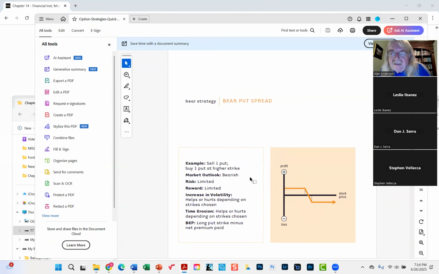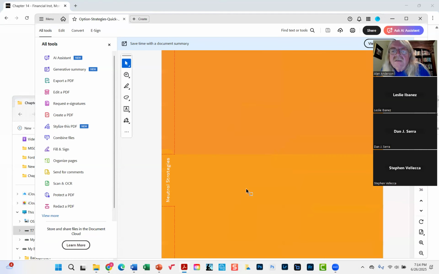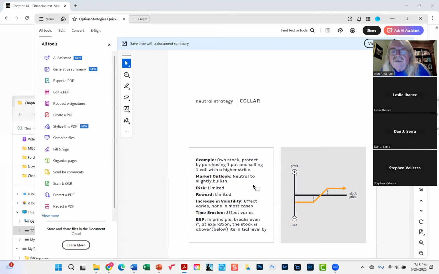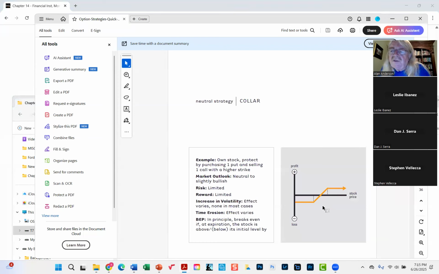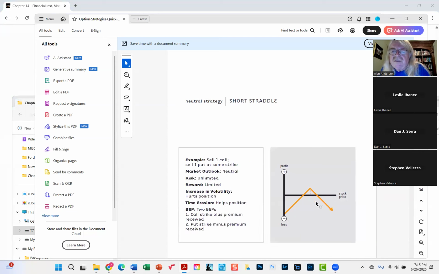The bear spread, which is the reverse of the bull spread, which means you're selling at the high strike and buying at the low strike. The collar. Now, we didn't talk about this. You own the stock, you buy a put, and you sell a call with a higher strike. And you can see it looks a lot like the bull spread. Why would you choose one or the other? It might be cheaper. Depends on the prices of the options that you're using.